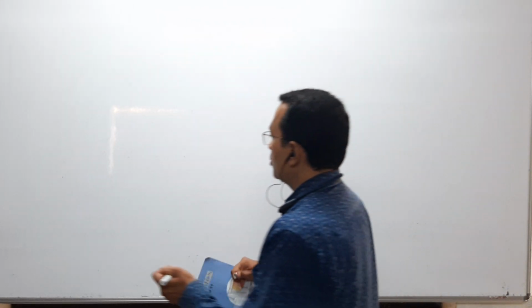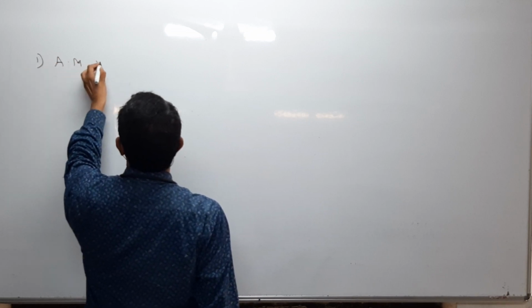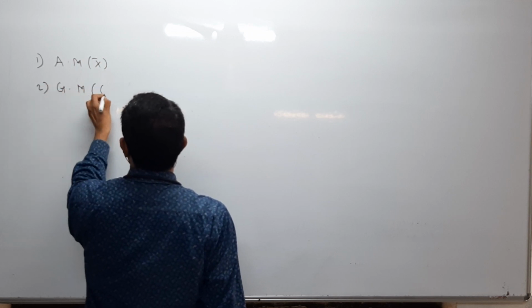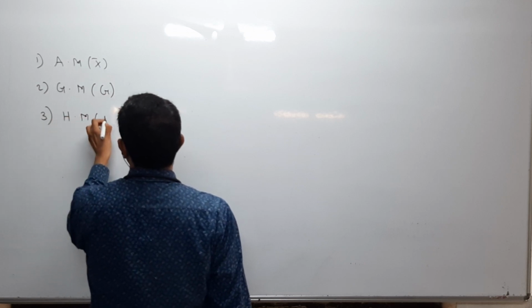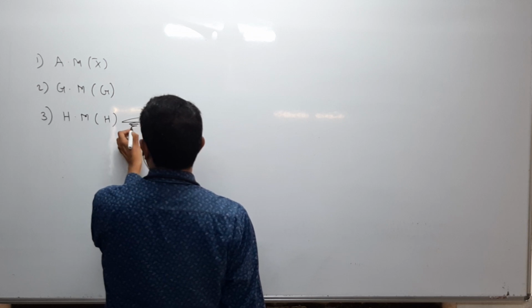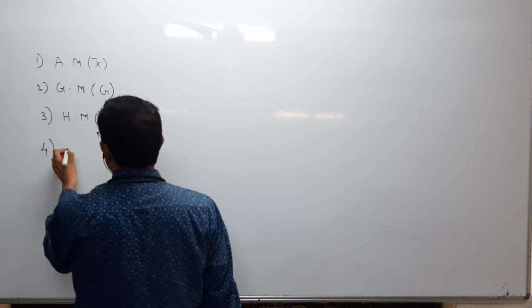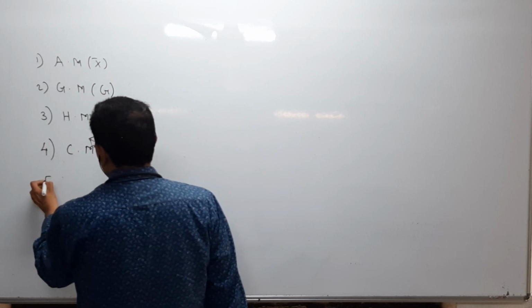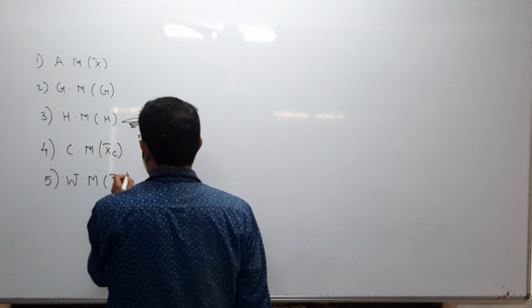As such, we have 5 types of mean defined. I will note down for your understanding. First is arithmetic mean, simple x bar. Second is geometric mean, which we have studied, denoted by capital G. Third is the harmonic mean, which is denoted by H. This will be taught to you in your MSc Statistics. Fourth is combined mean, denoted as x bar C. And fifth is weighted mean, denoted by x bar W.